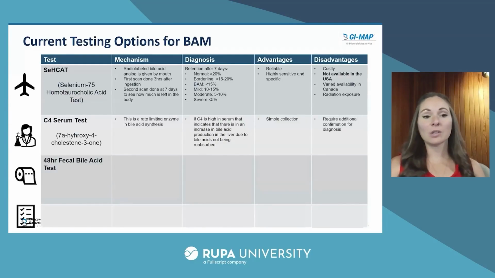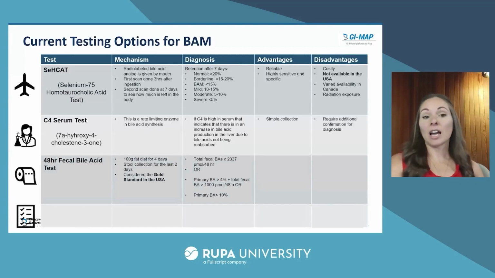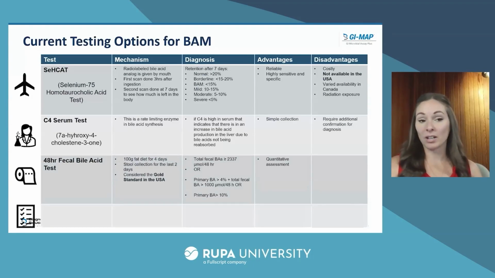The next test, the 48-hour fecal bile acid test, is the gold standard in the US. Now, what they do with this is they're going to ask the patient to ingest 100 grams of fat for 4 days. And then the last 2 days of that, they're going to ask them to collect every bowel movement. Then they're going to analyze it. And again, they've got this level of malabsorption based on what they see. Advantage to this, we get a quantitative assessment. You get to see the level of malabsorption.